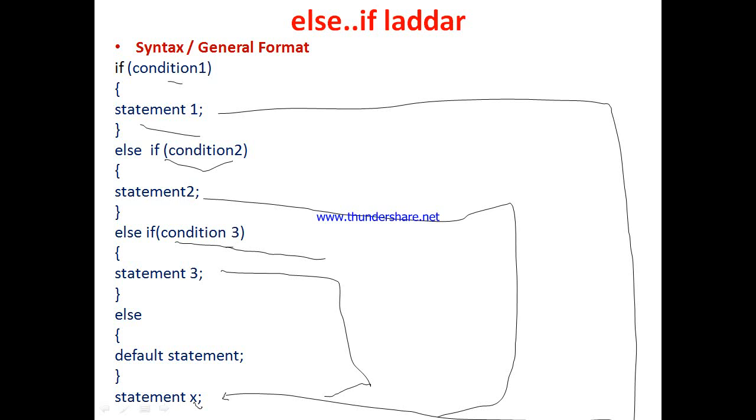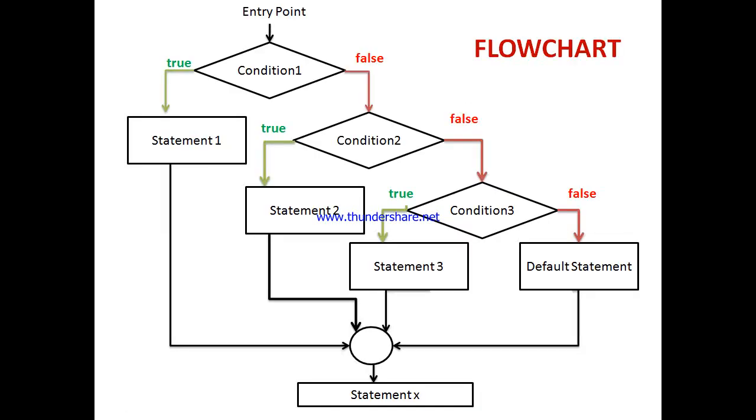So let us remember it. When all the conditions are false in the else if ladder, the default statement is executed, and then statement X is executed. Now let us see the flow chart.